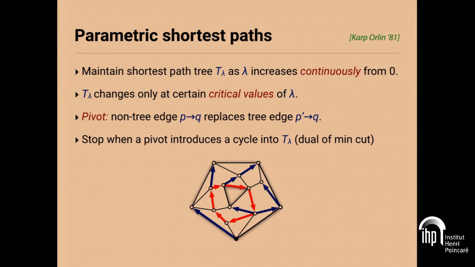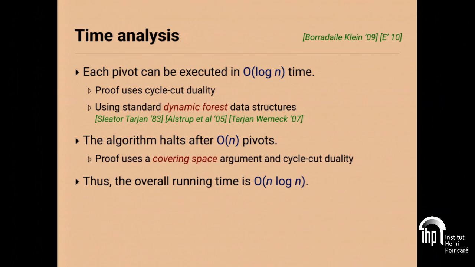So what do I do? I do exactly the same data structure stuff that I did last time so I can locate pivots quickly and execute them quickly. There are a linear number of pivots just like last time, so the overall running time of the algorithm is n log n.